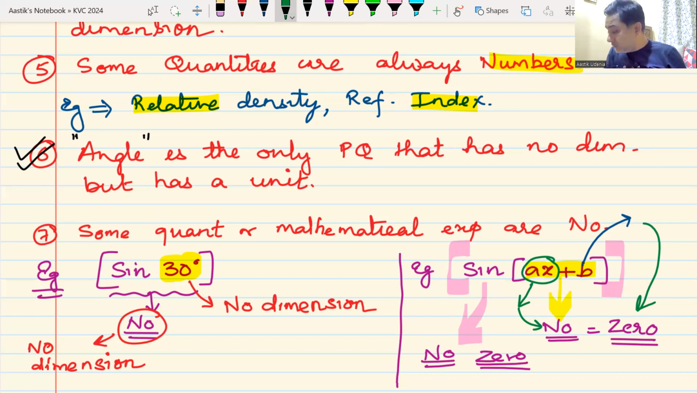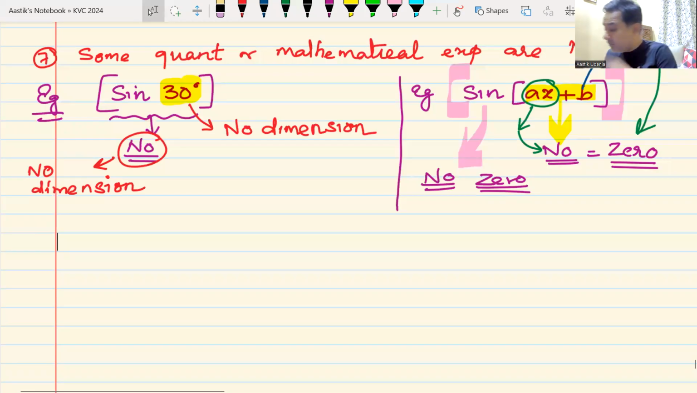Now I will tell you about the other examples, but we will not discuss them in so much detail. So we talked about one quantity. Now I'll give you more examples of such quantities where everything is dimensionless.